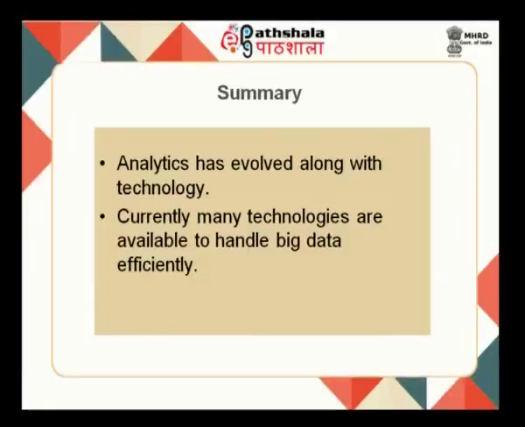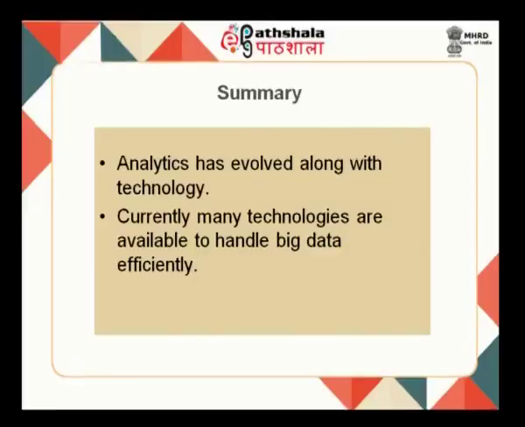So, what have we understood from these discussions? We have understood that analytics has evolved along with technology. We have found that in the evolution of analysis no single technology has been applied. Analysis has evolved over various durations and also along with the technologies. There have been different technologies identified for the purpose of making analytics very effective. The second important conclusion is that currently many technologies are available, but we cannot identify one single technology that may be used for effective analytics.